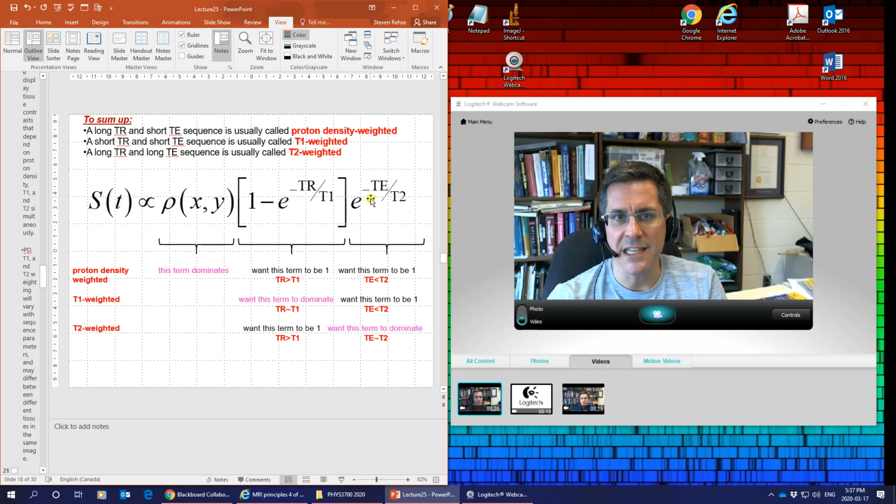What happens if T2 is very, very, very short? Then it doesn't matter what TE is. Something divided by something small is a big number. E to the negative 3, e to the negative 4 is very close to 0. And that means it's dark right there.